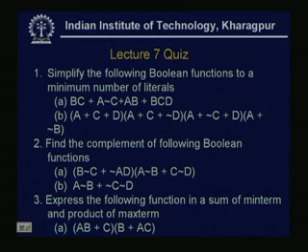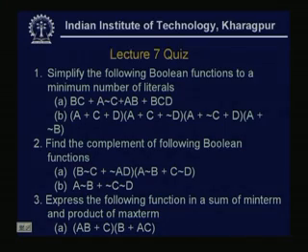The second question is, find the complement of the following Boolean functions. We have to take the complement, and when we take the complement, we will use De Morgan's law, because complemented and uncomplemented means normally the De Morgan theorem comes into picture. So, you can use this thing. The term is B C bar plus A bar D plus A B bar plus C D bar.